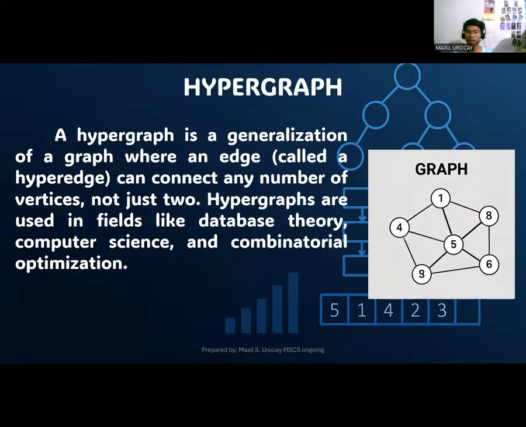Now in hypergraph, it is like your teacher, Sir Max. It is a generalization of a graph where an edge called a hyperedge can connect any number of vertices, not just two. Hypergraphs are used in fields like database theory, computer science, and combinatorial optimization. What I'm trying to imply, say for example, as what we have learned, A is adjacent to B alone. But here we can use one edge which can connect three vertices already. A goes to B and goes to C. That's actually how that works.